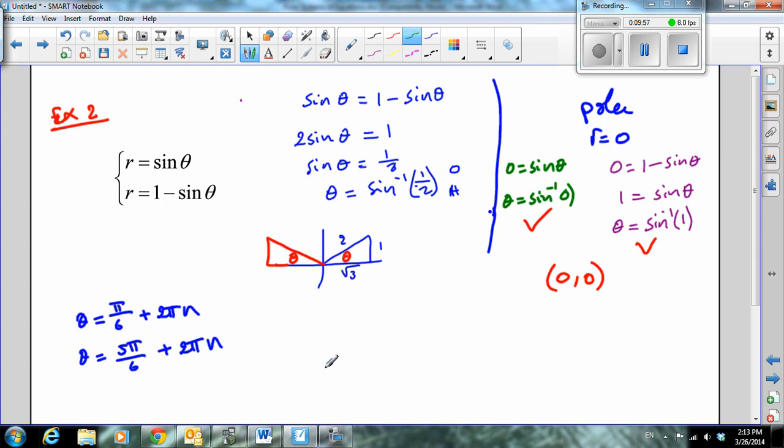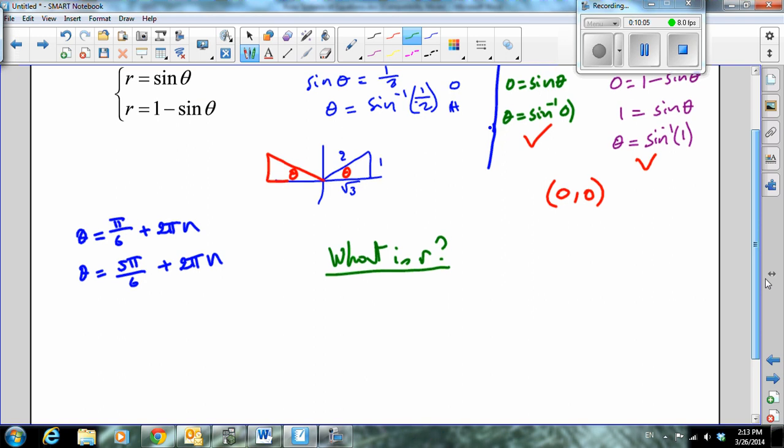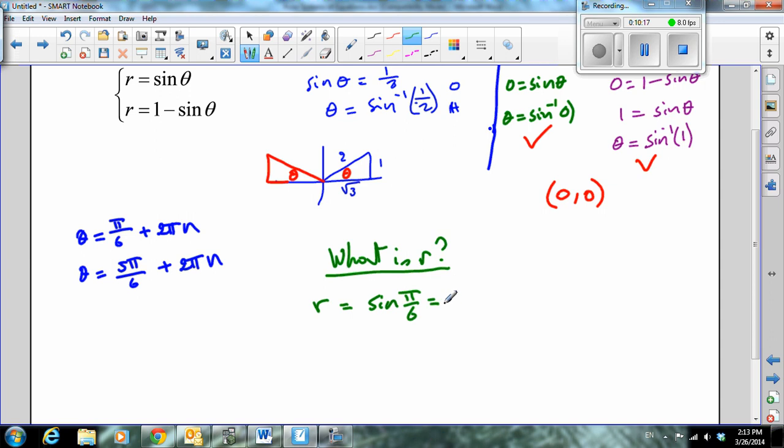Let's go ahead and find what exactly r is, because we cannot write the solution unless we find out what r is. So now that I have this solution, I can just say r is equal to sine of pi over 6. And what's the sine of pi over 6? The sine of pi over 6 is 1/2.